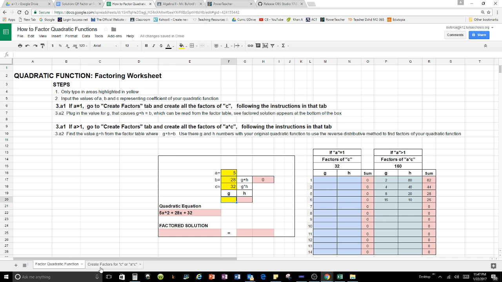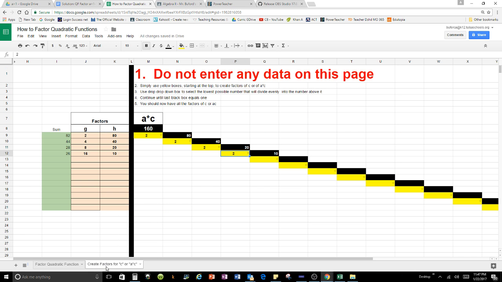Alright, so let's go to the factor table. And you see we had left some of our factors here. And since we left those factors here, that's why we already have some values here. And as you can see, we already have a solution, and it's 8 and 20.